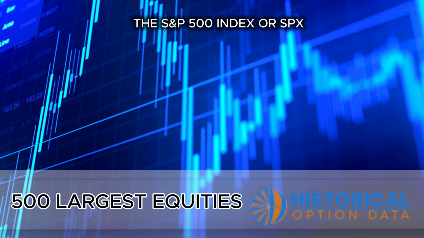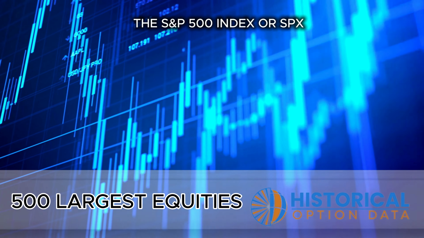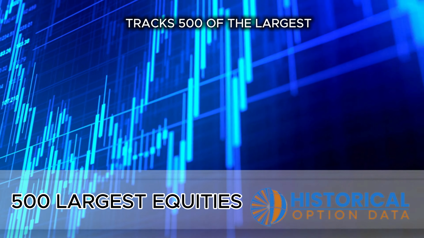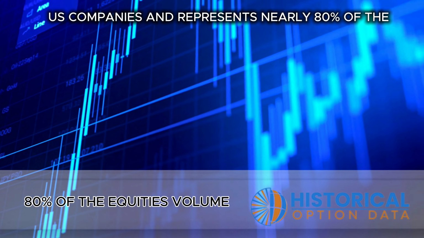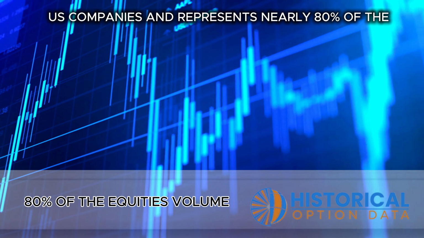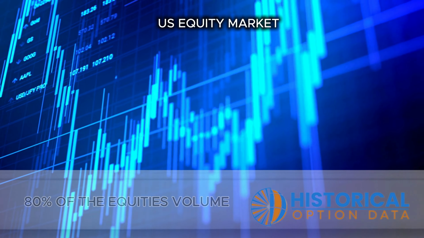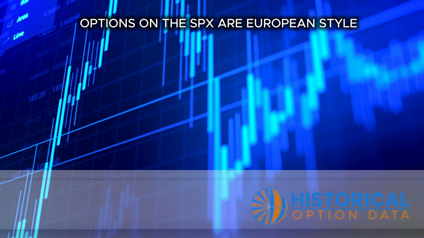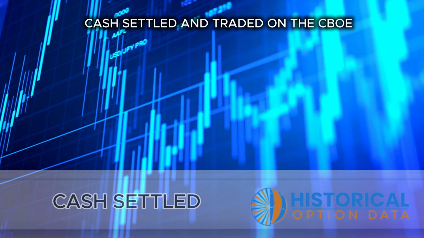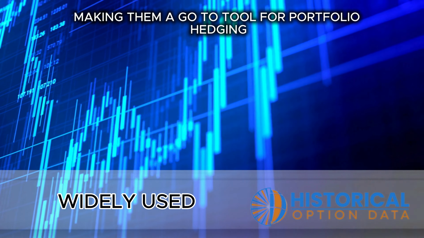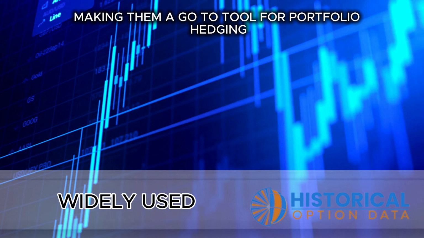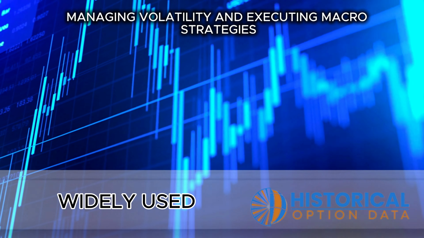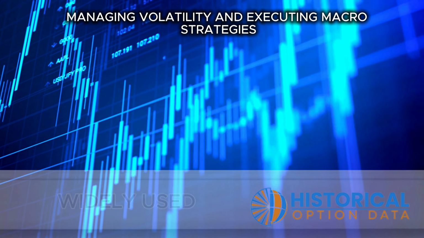The S&P 500 Index, or SPX, tracks 500 of the largest U.S. companies and represents nearly 80% of the U.S. equity market. Options on the SPX are European-style, cash-settled, and traded on the CBOE, making them a go-to tool for portfolio hedging, managing volatility, and executing macro strategies.